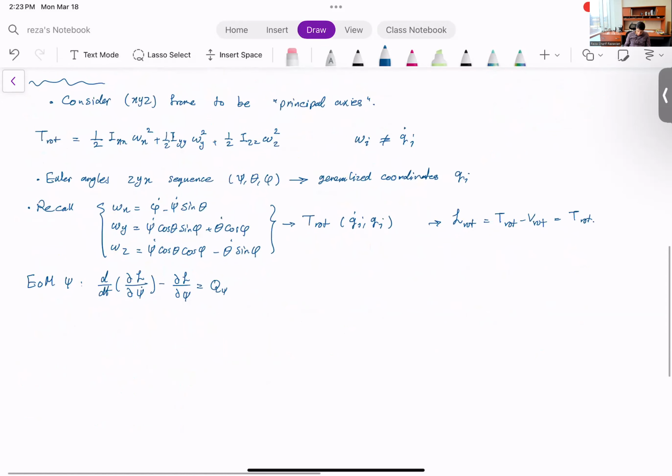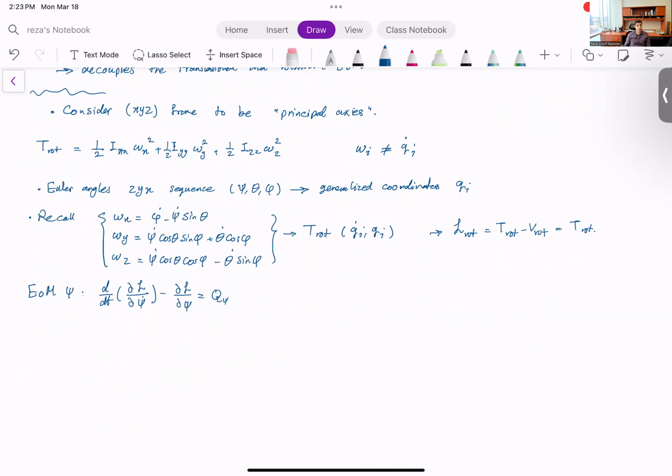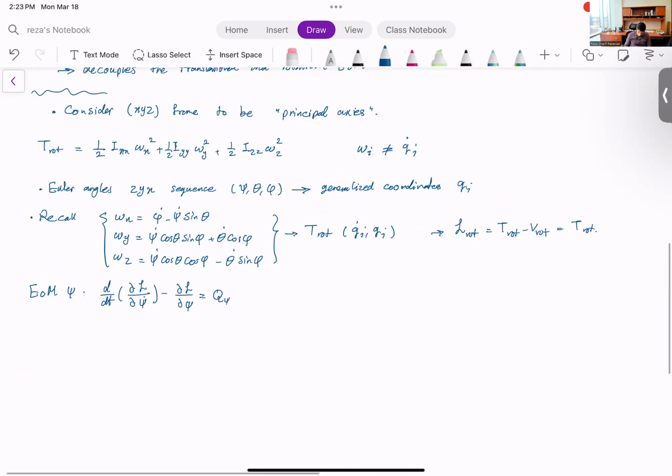So you can take the derivative with respect to psi dot and then the time derivative of that, minus the derivative of L with respect to psi, equals your generalized force, and that is your equation of motion. I'm not going to write it down. It is going to be a gigantic equation. You will have 3 of these, same for theta and phi. You can write the equations for those generalized coordinates as well.